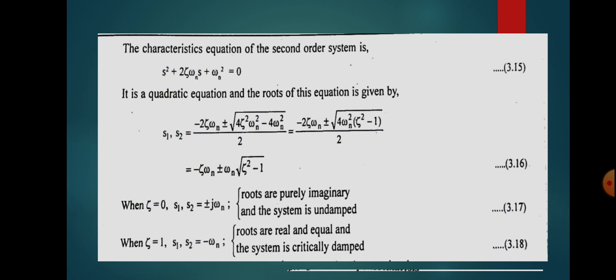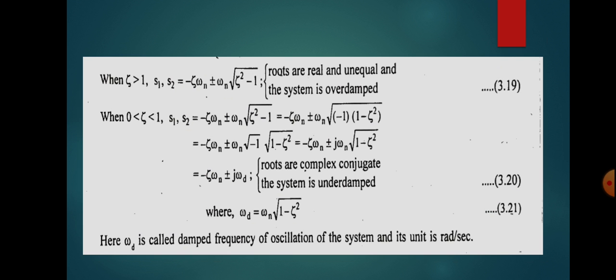So for the critical damping condition, the damping ratio delta will be equal to 1 and the roots of the quadratic equation will be s1, s2 equal to minus omega n. That is, the roots are real and equal and the system is critically damped. The next case is when delta is greater than 1. When we substitute delta greater than 1, s1, s2 will be equal to minus delta omega n plus or minus omega n into square root of delta square minus 1. Here the delta square minus 1 quantity will be positive, so roots are real and unequal and the system is overdamped in this case.